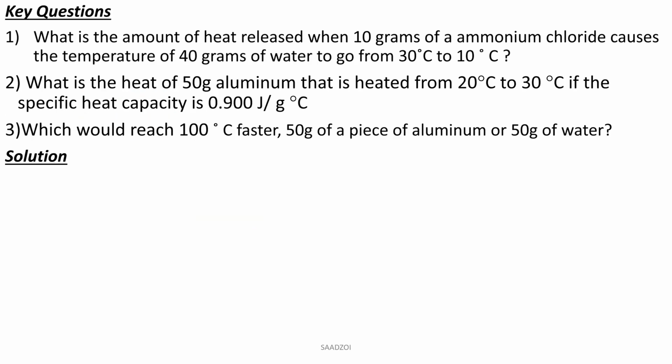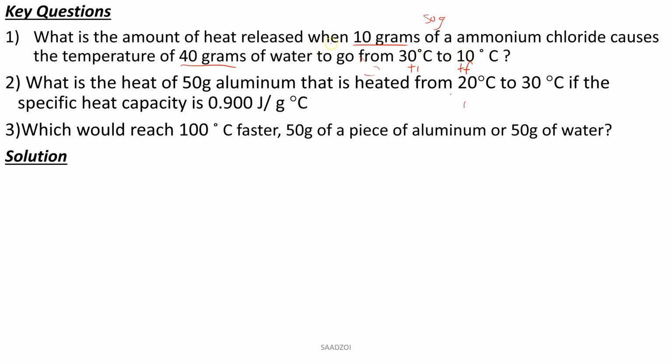So here are some questions for you. What's the amount of heat released when 10 grams of ammonium chloride, so there's our mass, the chemical, but we need our total mass, right? So how do we get our total mass? Well, it's going to be the 40 plus the 10, which is 50 grams. This is our Ti, Tf. Notice this time the temperature is decreasing. So you actually get a negative number out of this.